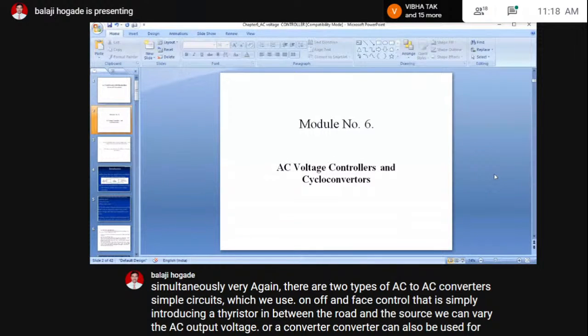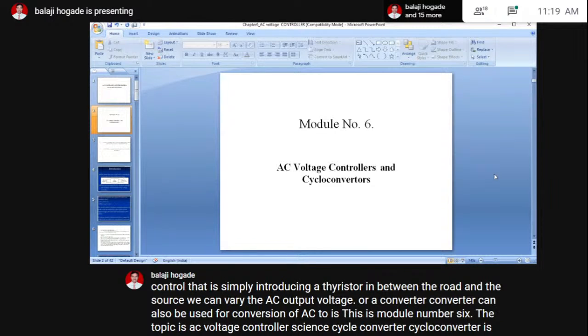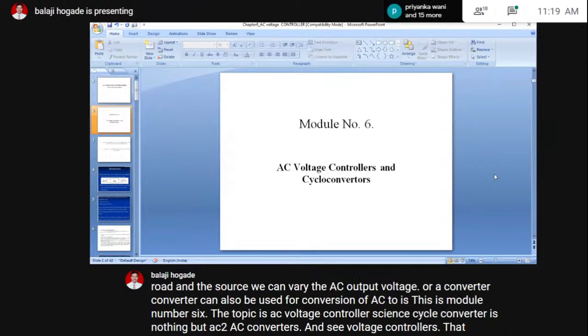This is module number 6. The topic is AC voltage controllers and cycloconverter. Cycloconverter is nothing but an AC to AC converter. AC voltage controllers only control, and cycloconverter converts.